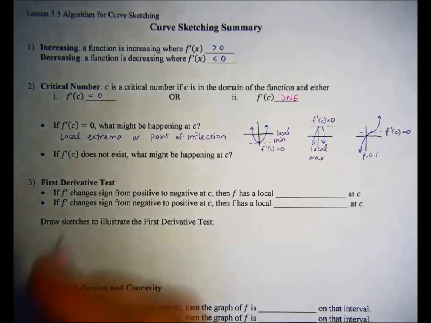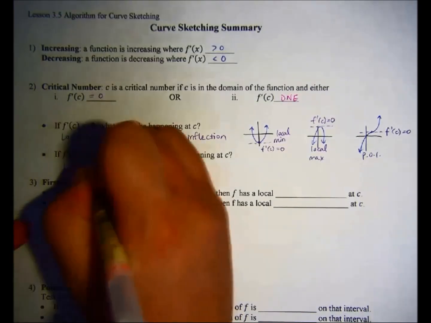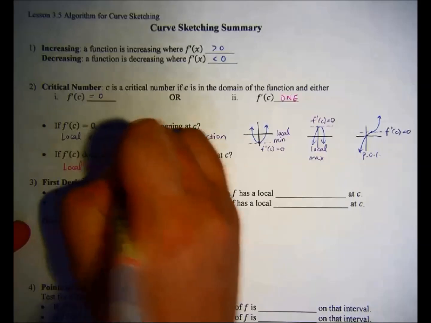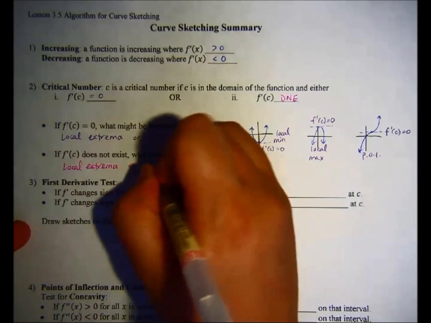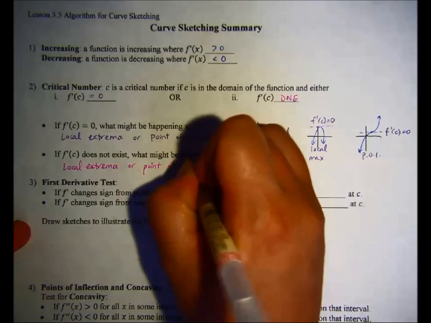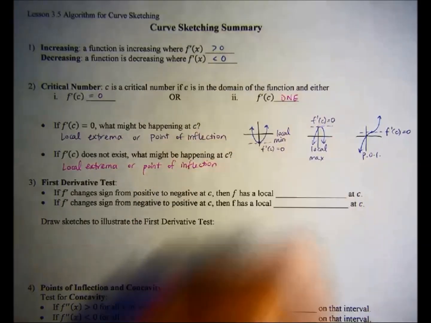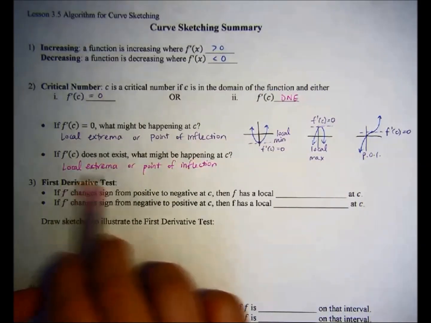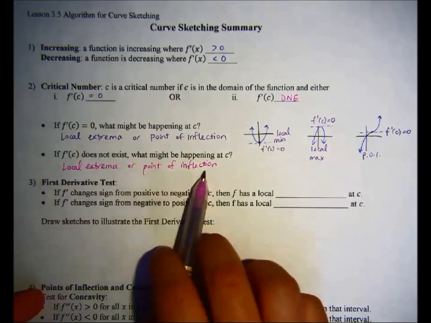Same thing goes for f prime of c not existing. We could again have local extrema, or we could have a point of inflection. And this would be for corner or cusp points, the local extrema. The point of inflection would be for infinite slope.